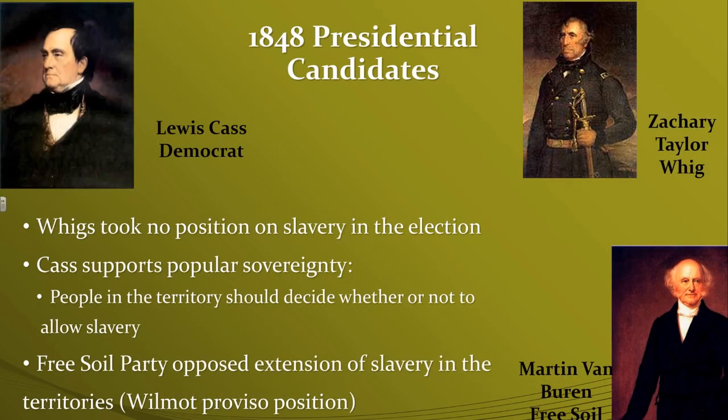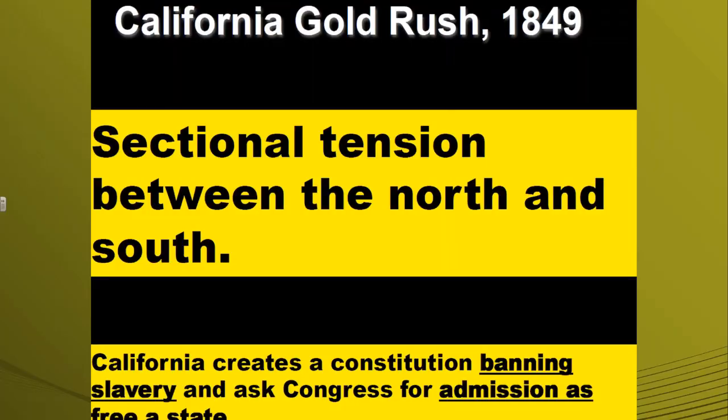Brings us to 1848, the presidential election. As we know, slavery is kind of dooming national politics. And you see the candidates here. Lewis Cass, Democrat, Zachary Taylor, Whig, Martin Van Buren. He's back to try to run again as a free soiler. We just talked about their position on slavery. And because the Whigs take no stance on slavery, that's the reason Zachary Taylor wins this election.